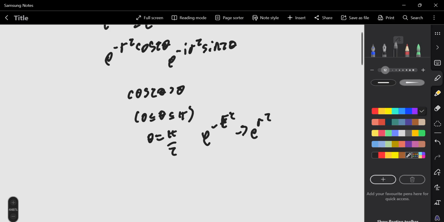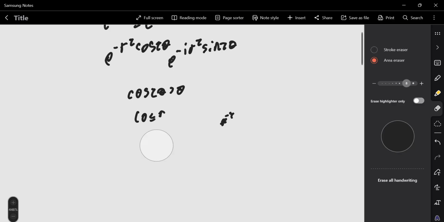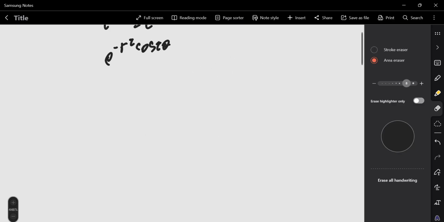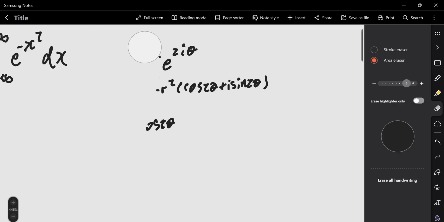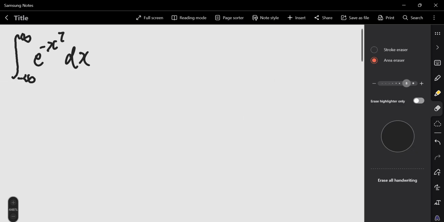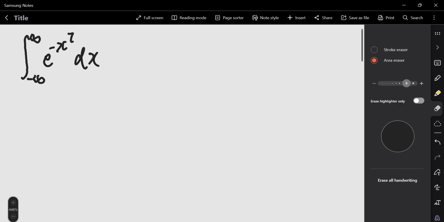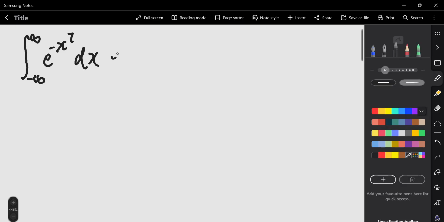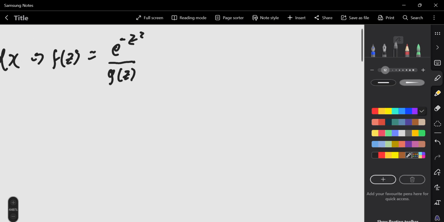Anyway, I'm going off track. So what do we need to do is what you're asking me. Well, we can't use that f of z equals that. So we're going to use f of z, our complex function, equals e to the minus z squared over some other function, g of z. And we're going to find out what g of z is. And it's also going to be annoying.